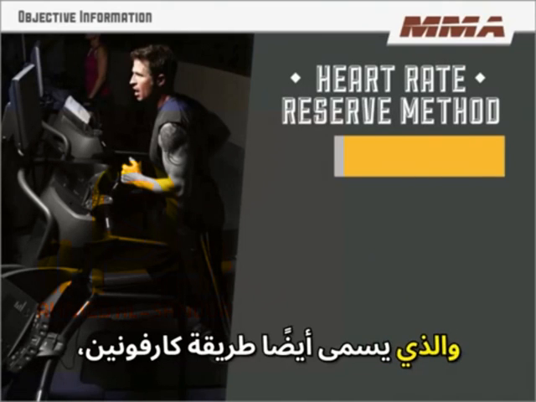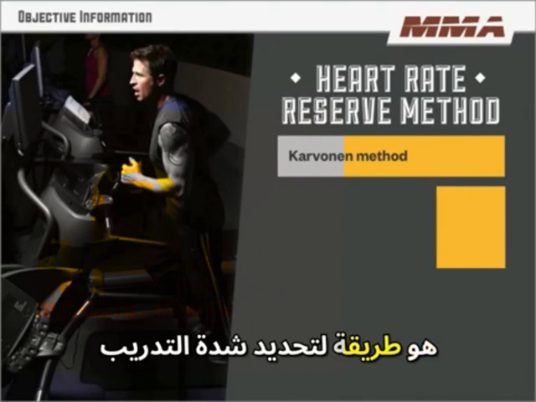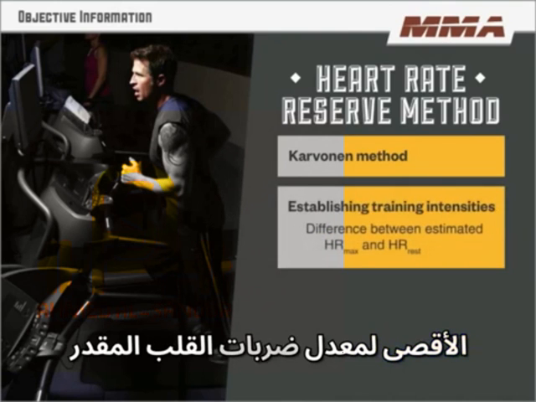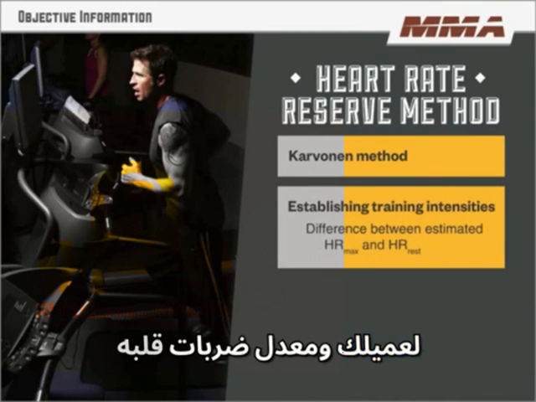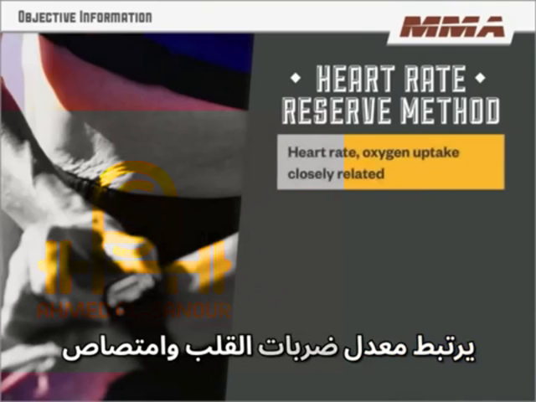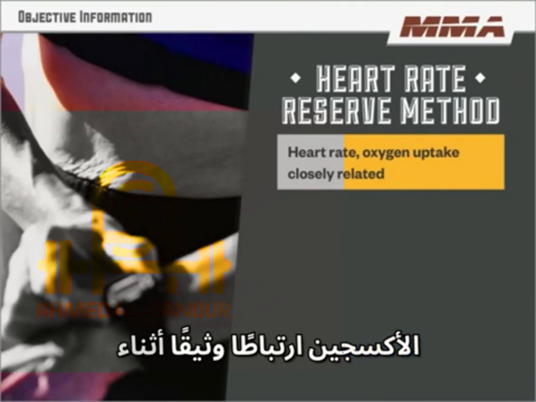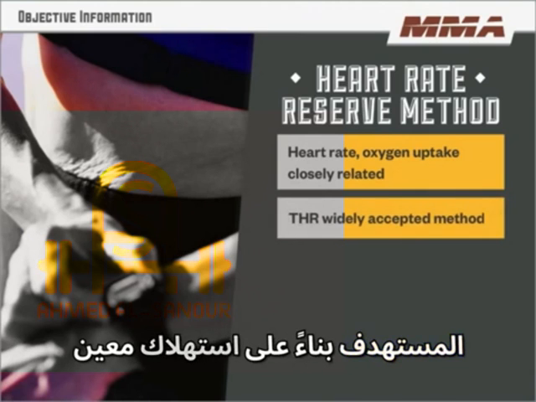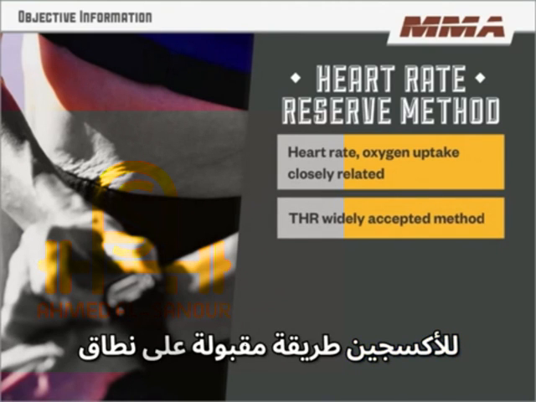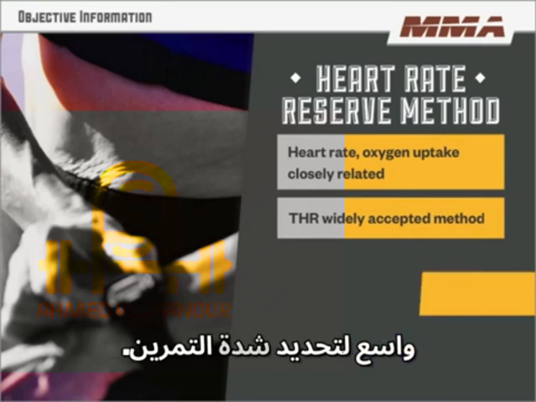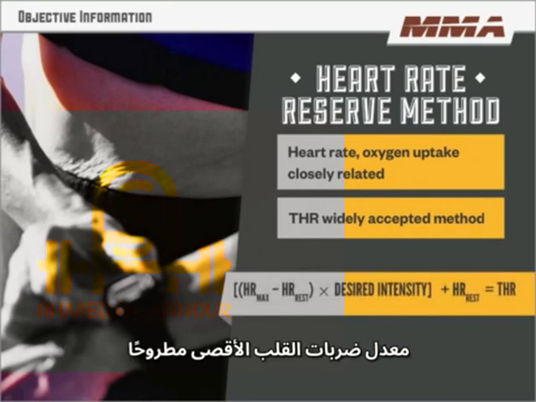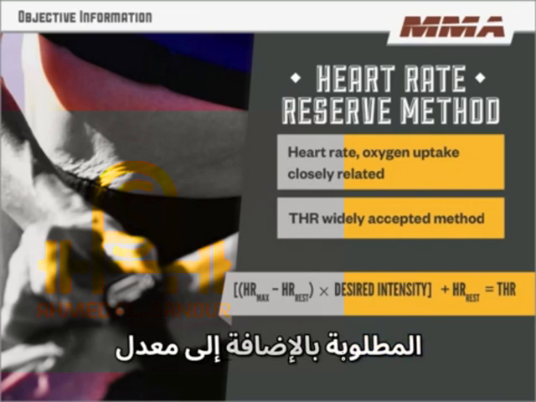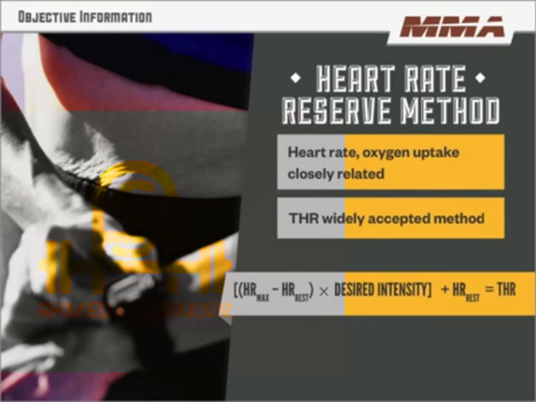Heart rate reserve, also called the Karvonen method, is a method of establishing training intensities based on the difference between your client's estimated heart rate max and their resting heart rate. Heart rate and oxygen uptake are closely related during exercise. Using a target heart rate based on a given oxygen consumption is a widely accepted method of establishing exercise intensity. Target heart rate equals heart rate max minus resting heart rate, times desired intensity, plus resting heart rate.